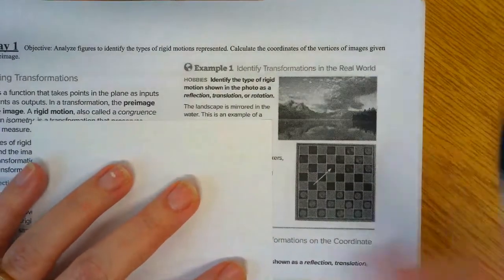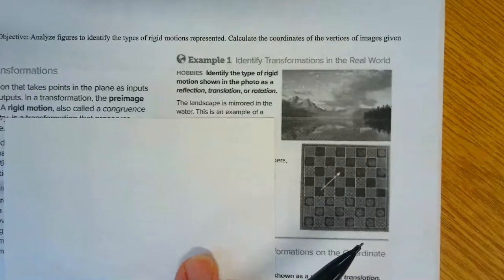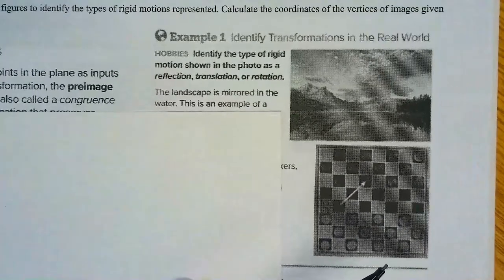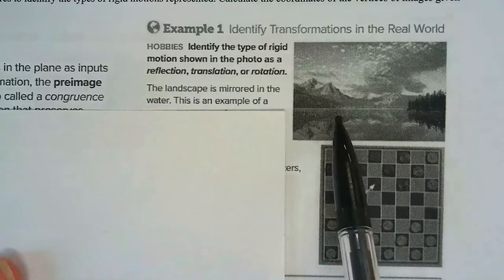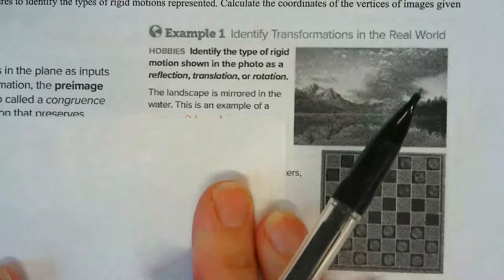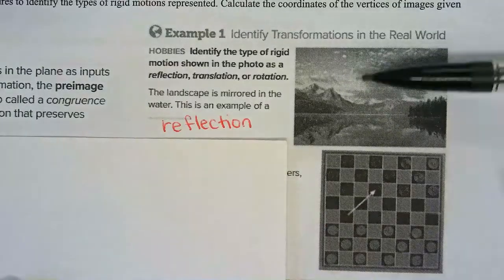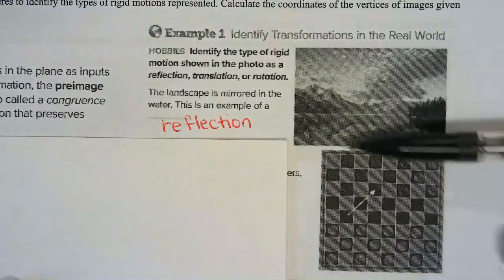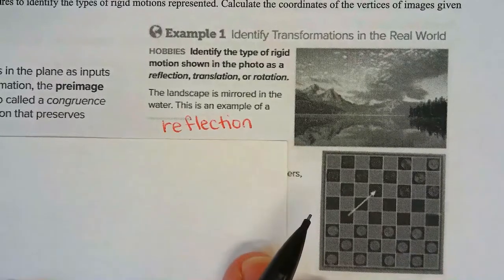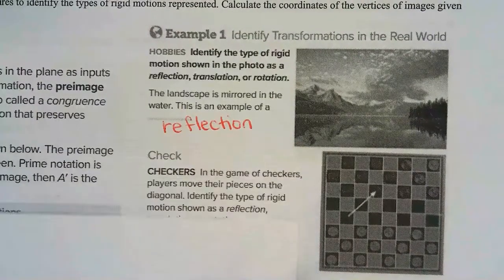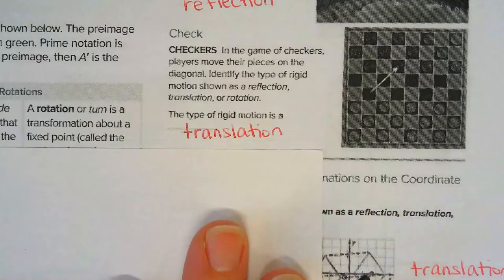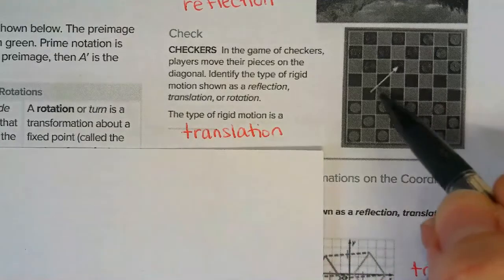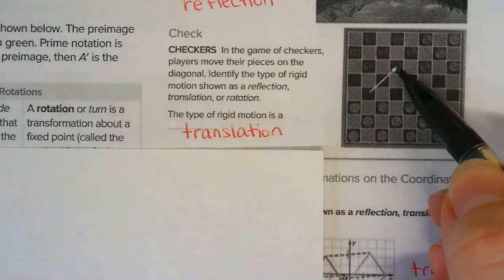So in example number 1, it says identify the type of rigid motion shown in the photo as a reflection, translation, or rotation. The landscape is mirrored onto the water. This is an example of a reflection because it is just flipping over and giving the same picture backwards. Pause the video and try the check question. In the check question, the game of checkers where players are moving their pieces in a diagonal is an example of a translation because you are just taking this guy and sliding it across.